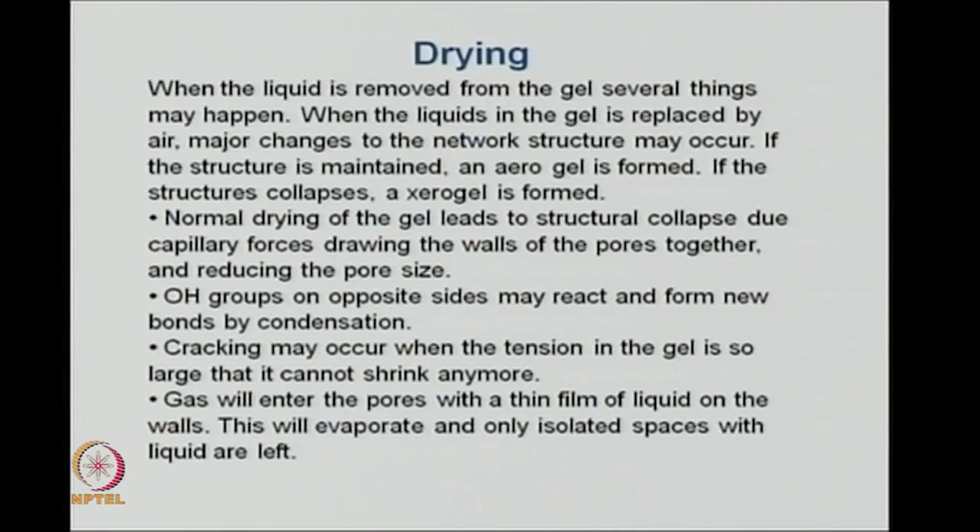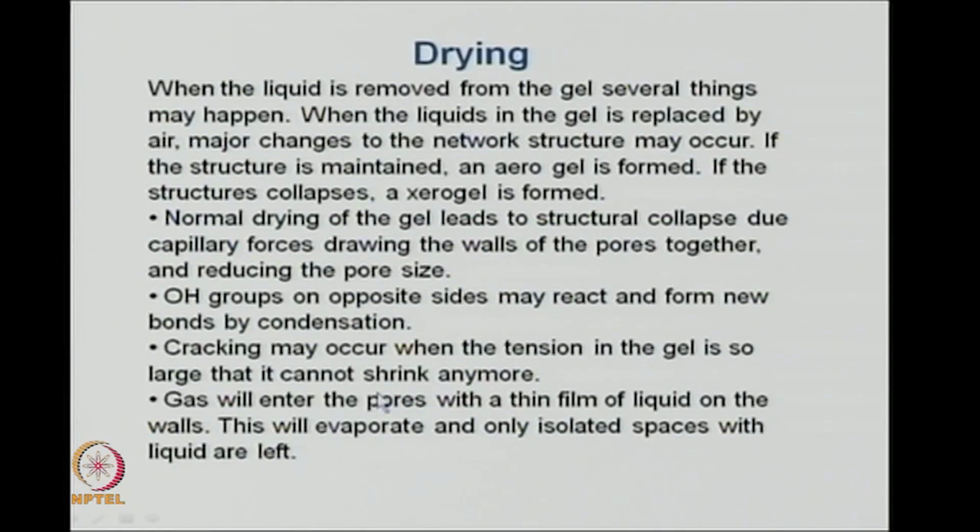However, while taking out the liquid, if the structure collapses and you do not have the network structure anymore, it is a xerogel, and it is a much more condensed form of the gel. So, normal drying of the gel leads to structural collapse and reduces the pore size. The hydroxyl groups on opposite sides may react and form new bonds by condensation. Cracking may occur when the tension in the gel is so large that it cannot shrink anymore, and gas will enter the pores with a thin film of liquid on the walls. This will evaporate, and only isolated spaces with liquid may be left.